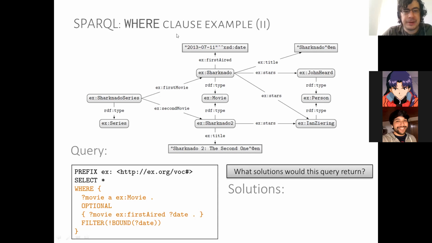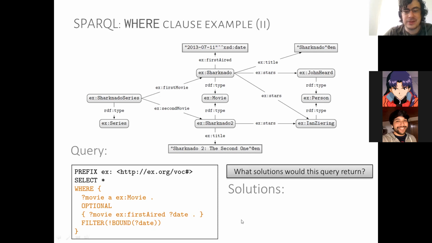Another example with the where clause is we can express negation of a sort. So what does this mean? It means that using a certain trick, we can check to see, for example, movies without first aired dates. So how does this work? We get all movies, and then we optionally find the date if available. And then we use this filter expression, which is not bound, which says that it only returns the solutions where the date is not defined, where there's no solution for the date or where the date is unbound.